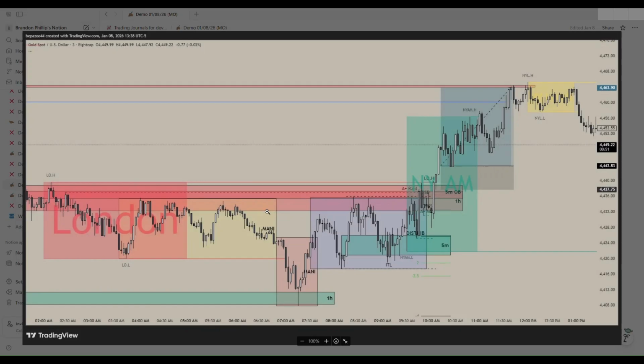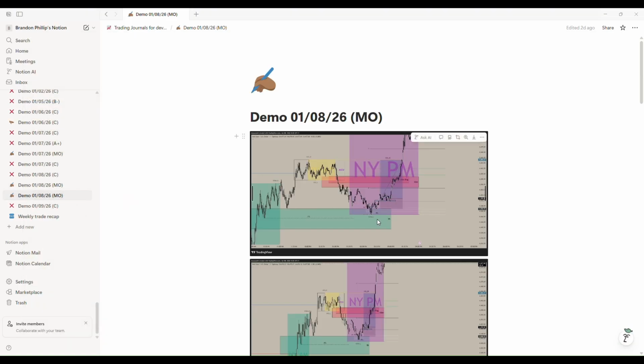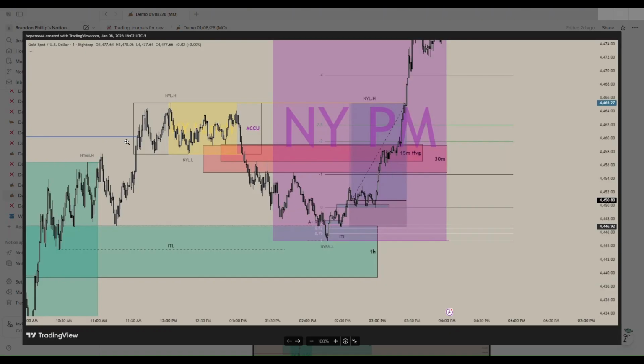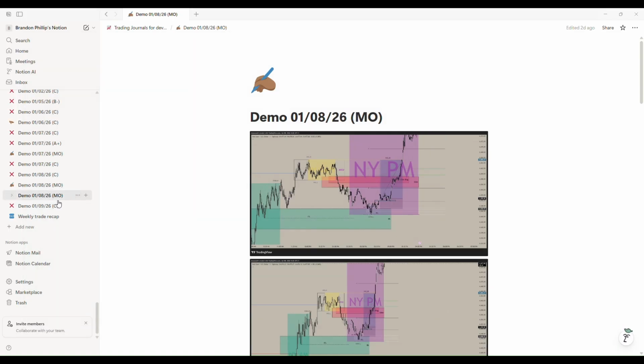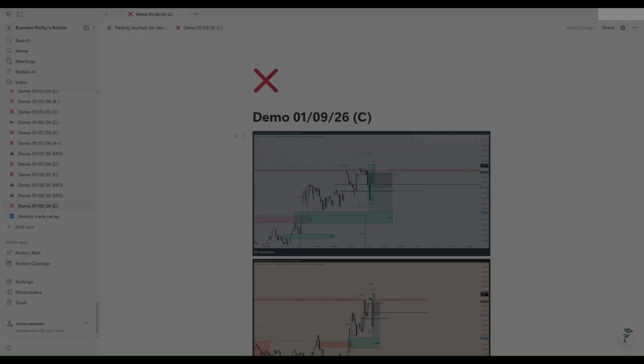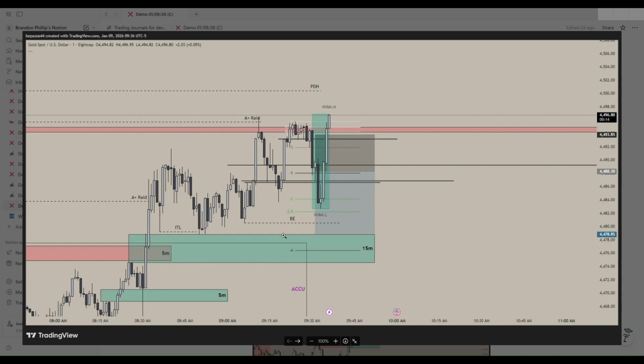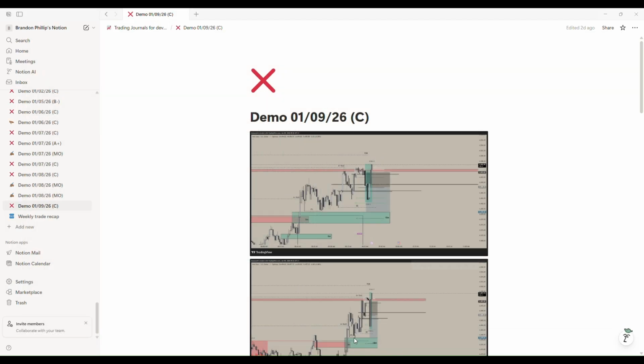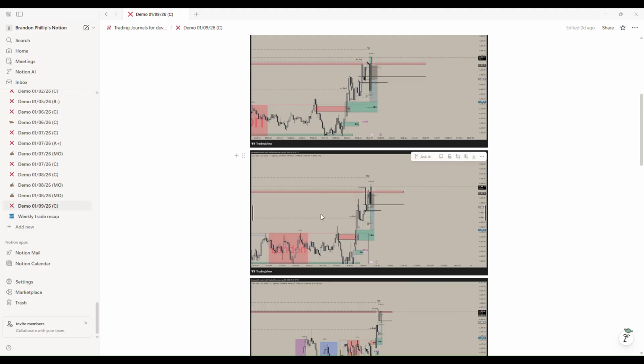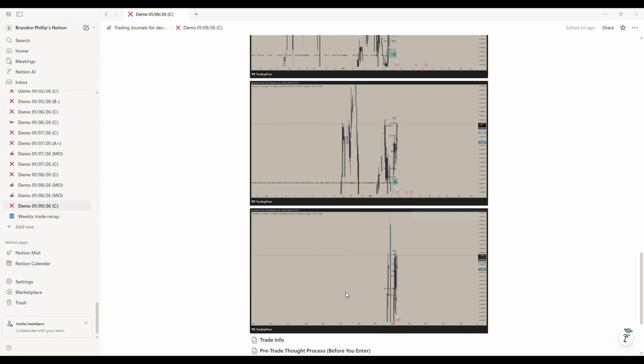Look, this is an AMD model right here. Accumulation, I should have marked it actually. Accumulation, manipulation, distribution, but distribution actually happened up here. We'll return to this 3-minute fair value gap right here, targeting this Asia high and the 5-minute fair value gap above. Same thing for this one as well. Accumulation, manipulation, distribution. AMDs are very important when it comes to this type of trade. This one is, let's see. Accumulation, manipulation.